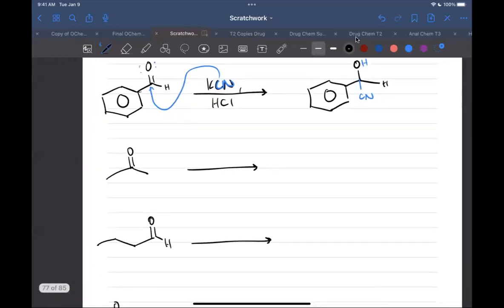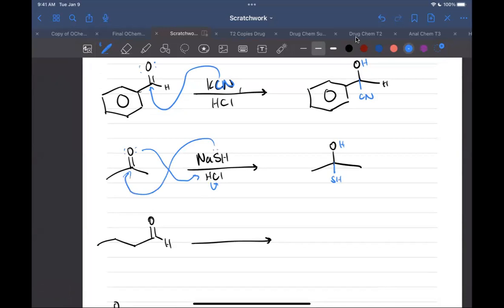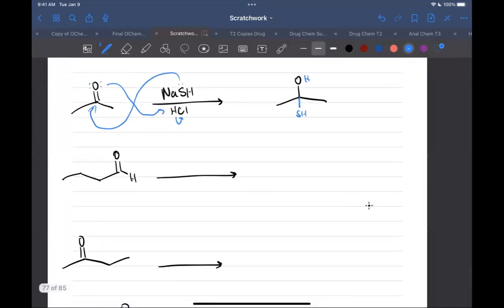Next one, if we had a ketone, let's react it with NaSH. Let's again throw in an acid catalyst, a weak base with an acid catalyst. We get something like this. SH, again, where we protonate that carbonyl oxygen. And we have a nucleophile that attacks there, right?